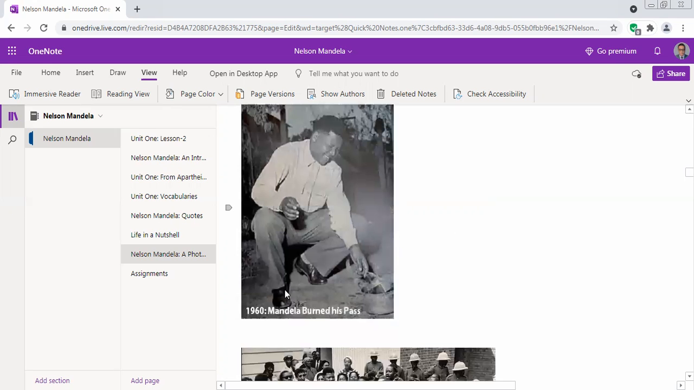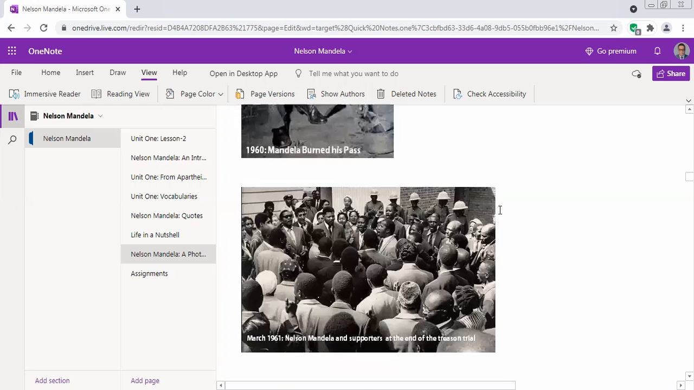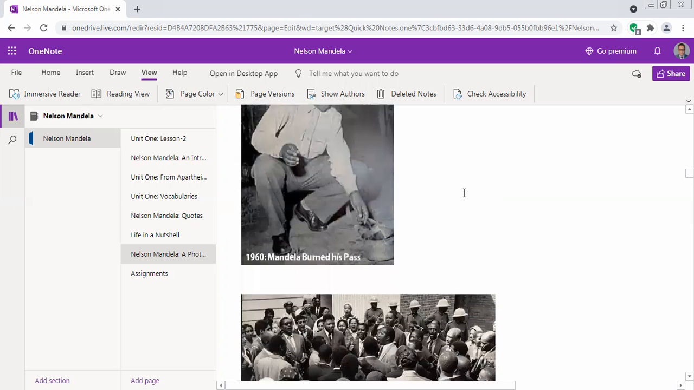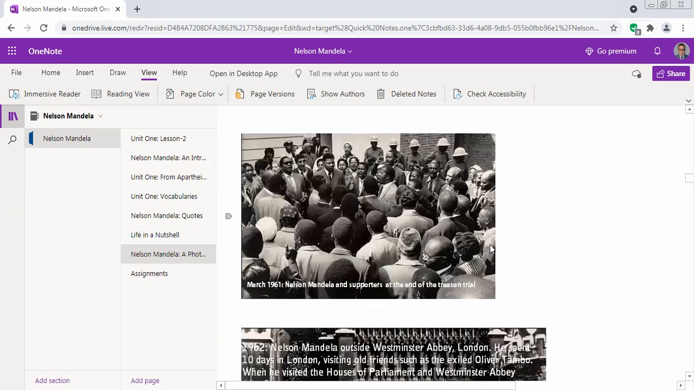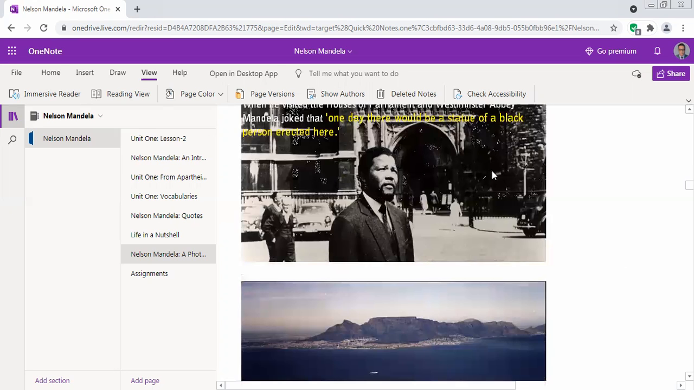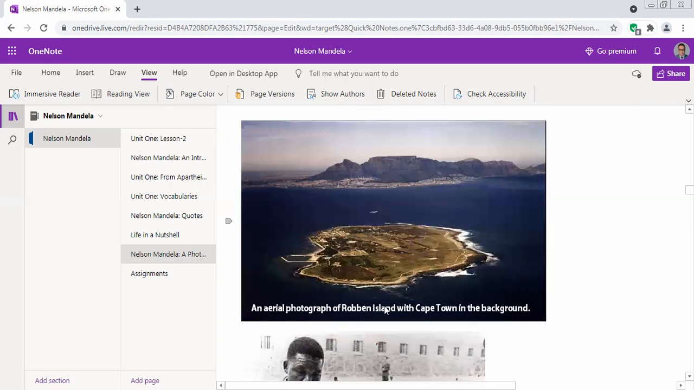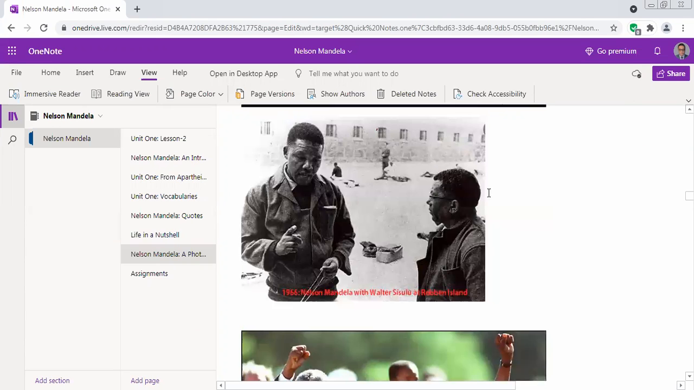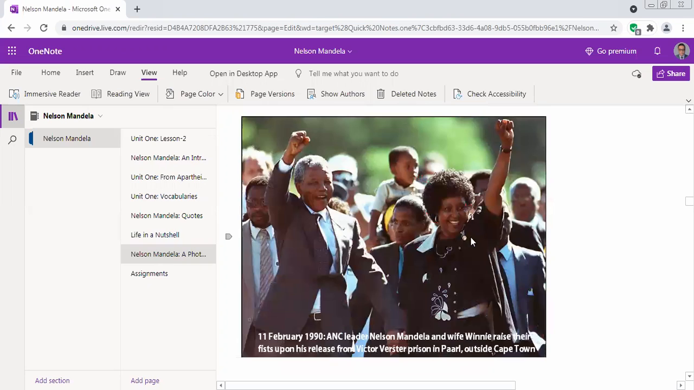And this is 1960, when he burned his pass in protest of apartheid. And here are other pictures of Nelson Mandela in front of Gandhi's statue. And this is the aerial picture of Robben Island, where he was kept for many years. 27 years he was imprisoned here. So this is the story, and this is some of his achievement. This is Winnie Mandela, his wife.